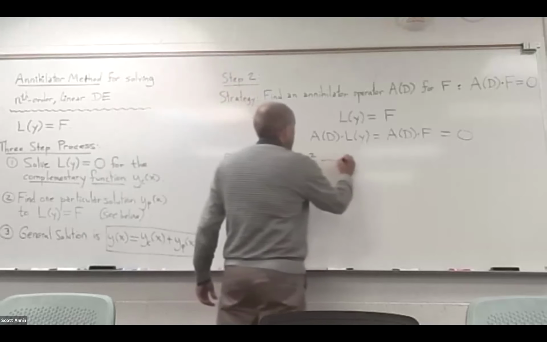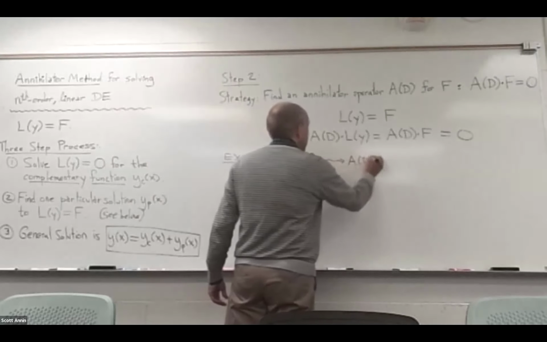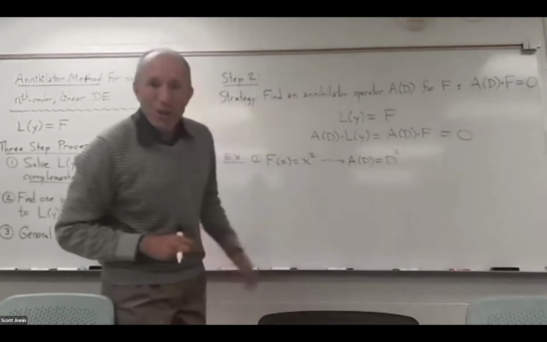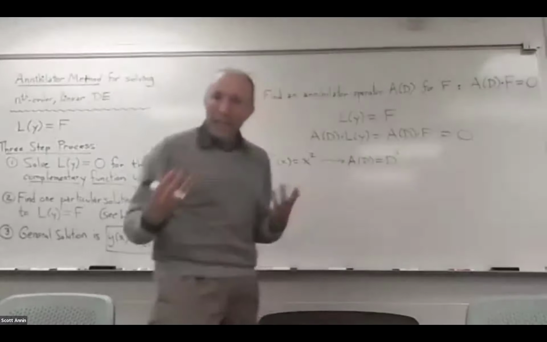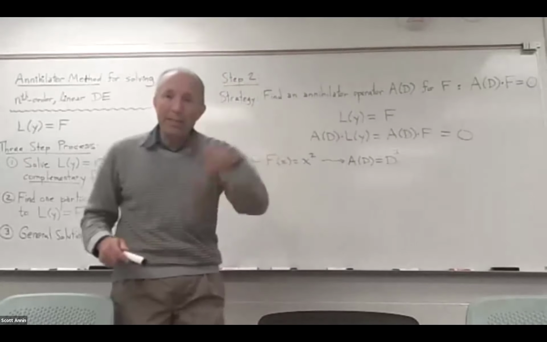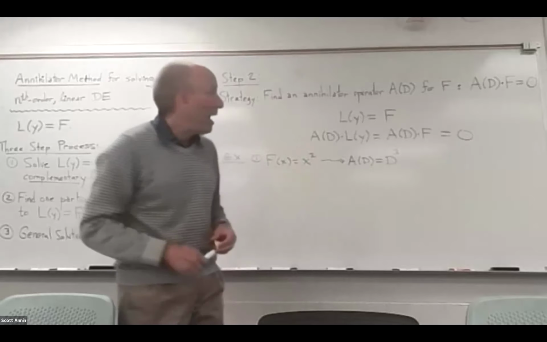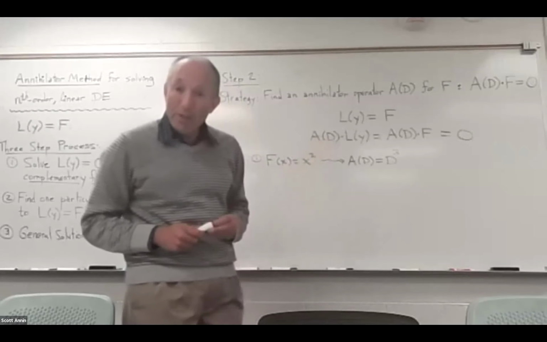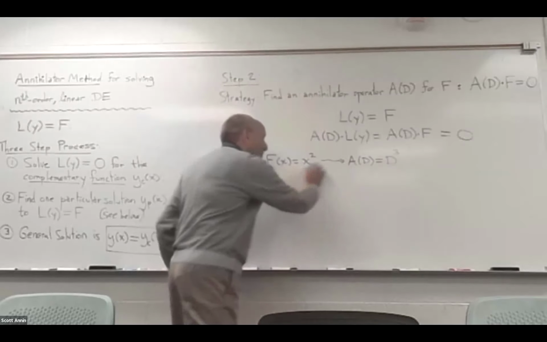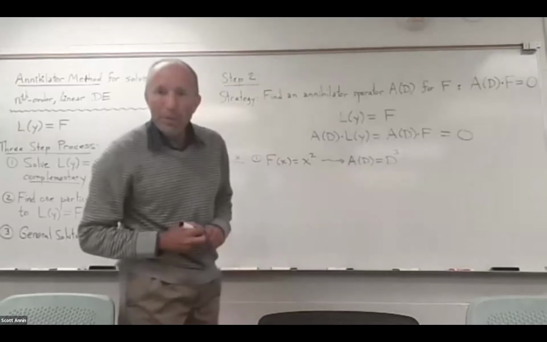And in fact, you can do it by actually taking 3 derivatives of x squared, which I'm going to denote with the operator d cubed. If I take 3 derivatives of x squared in succession with one another, I will ultimately end up with 0. So the annihilator operator for x squared would just be d cubed.